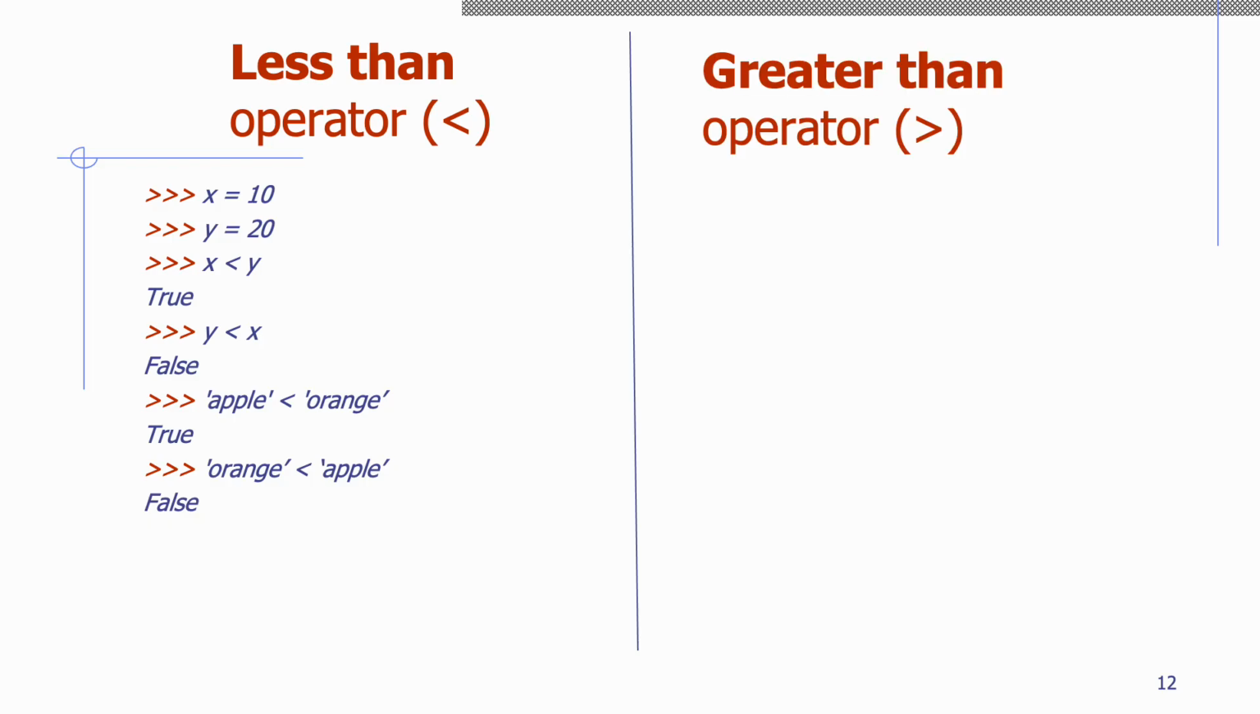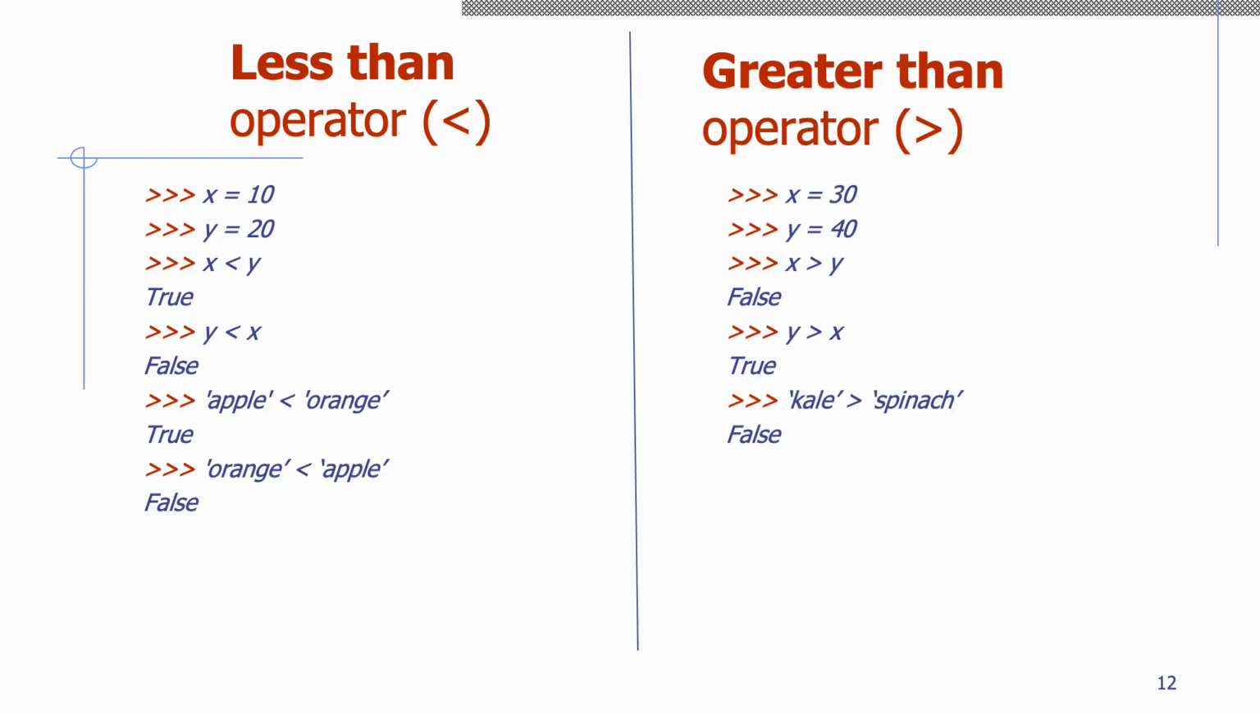And let's have a look at greater than operator examples. So we have these numbers for x = 30, y = 40, and let's see if x is greater than y. It's going to return false. y greater than x is going to return true. Kale greater than spinach, false. Spinach greater than kale, true.